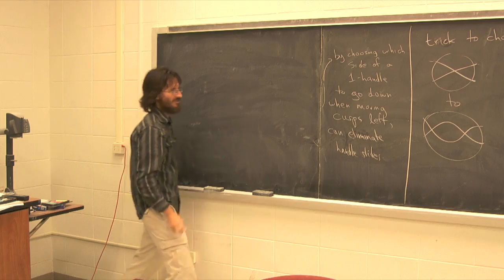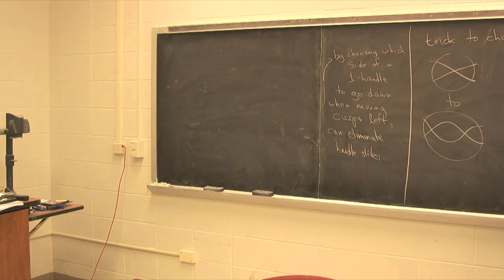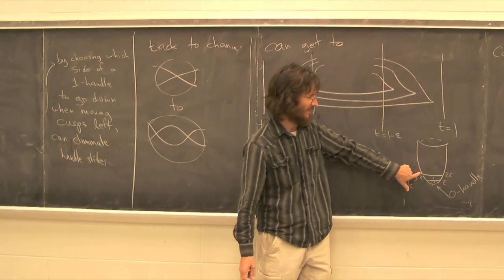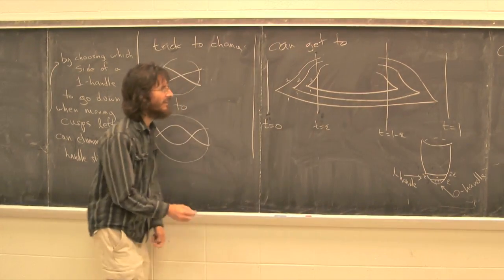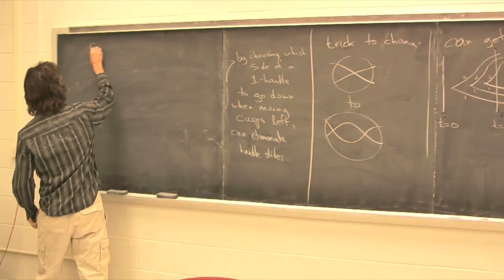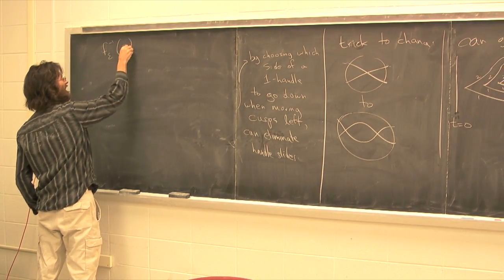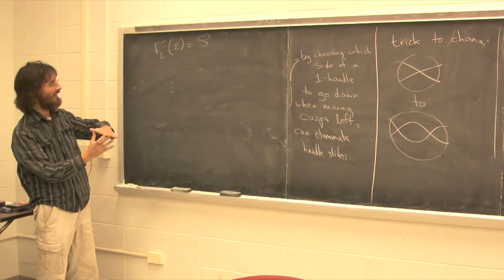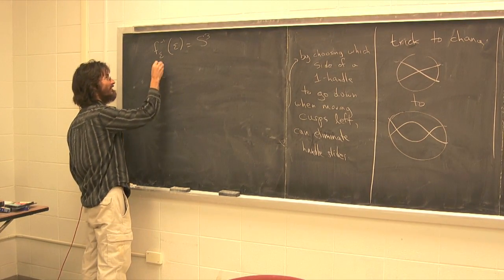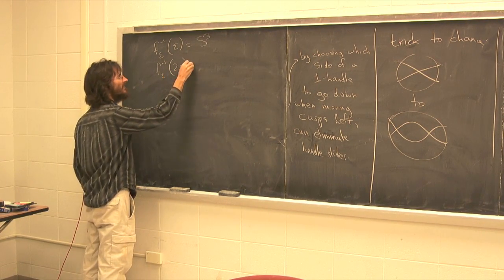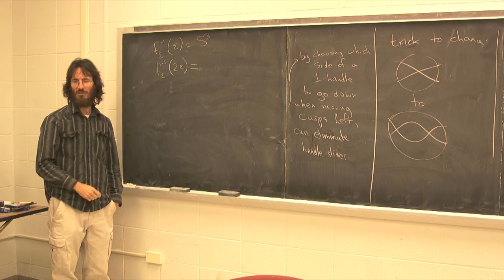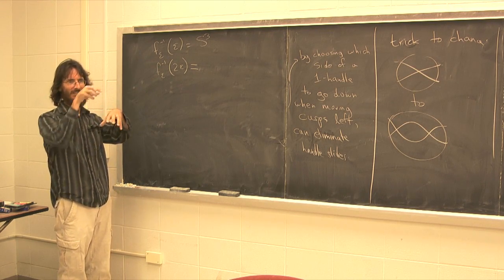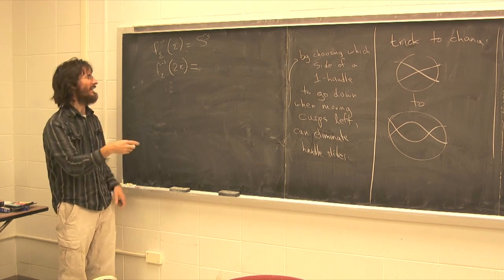So in order to do that, I want to understand what's this level set here? That's S3. What's the level set just above it? Okay, so f sub epsilon inverse of epsilon is S3. There's just a 0 handle below that. And what is f sub epsilon inverse of 2 epsilon? Well, that's the boundary of the result of taking a 0 handle and attaching a 1 handle to it. Okay? I claim that's S1 cross S2.